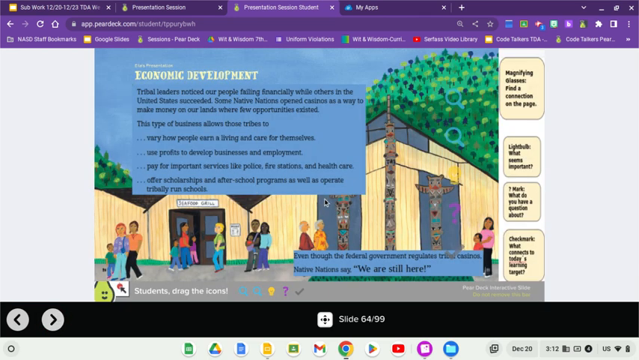This is Ilya's presentation on economic development. Tribal leaders noticed our people failing financially while others in the United States succeeded. Some Native nations opened casinos as a way to make money on our lands where few opportunities existed. This type of business allows those tribes to vary how people earn a living and care for themselves, use profits to develop businesses and employment, pay for important services like police, fire stations, and health care, to offer scholarships and after-school programs as well as operate tribally run schools. Even though the federal government regulates tribal casinos, Native nations say, we are still here.